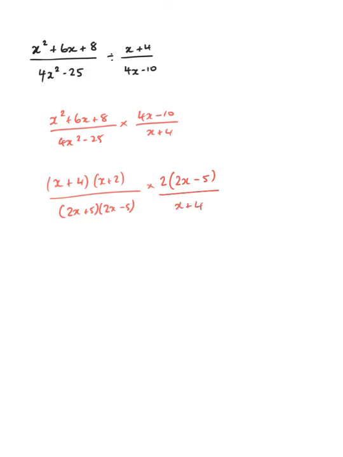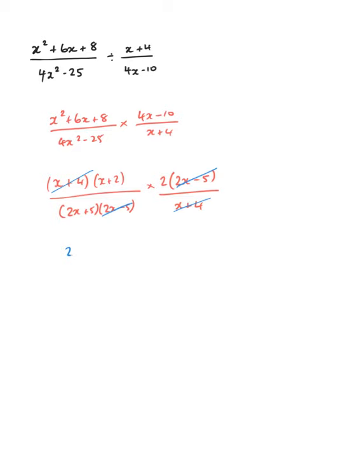Now hopefully you can see why I've wanted to factorise. That allows me to spot these common factors that I can cross out. I've got an x plus 4 top and bottom that I'm multiplying by, so I can cross those out. And I've got a 2x minus 5 that I'm multiplying by. Same sort of thing again now. I've got an x plus 2 on the top and a 2x plus 5 on the bottom. And there's also a 2 on the top there. But I can't cross anything out because they are not multiplying by the same thing.